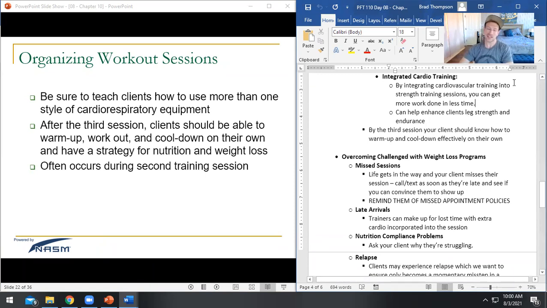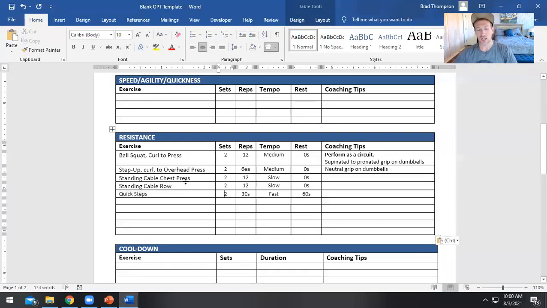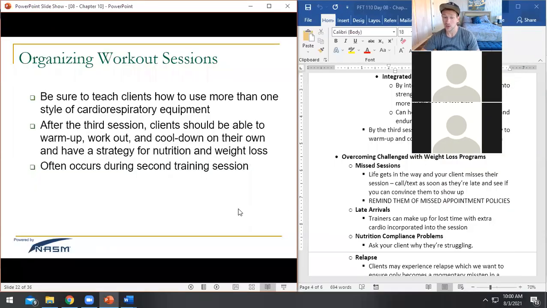But let's say you don't decide to do the quick steps version. Let's say it's the treadmill. All right, let's go back to that actually, because that's the example they've got here. They do this as a circuit, and then let's put on the treadmill. And let's go for like a full minute. Then they take like 60 seconds of rest. That's a good opportunity for you to teach your client the treadmill. So that's also something you're probably going to want to cover in your first session.